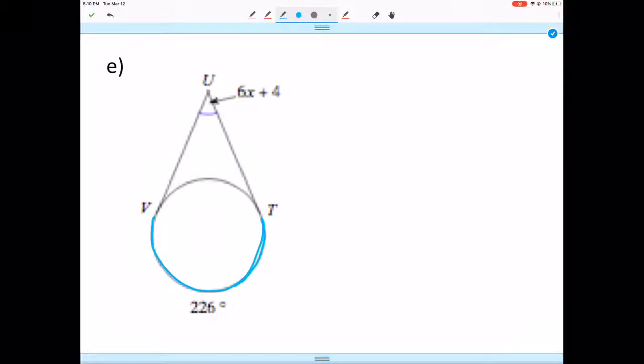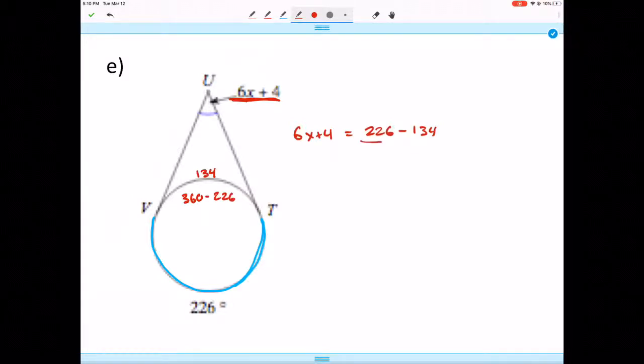We may want to write down what the minor arc is. So to find the minor arc, we'd do 360 minus 226. That gives us 134. And then we can use our equation. We know that our angle is 6x plus 4. Our major arc, 226, minus our minor arc, 134, divided by 2.